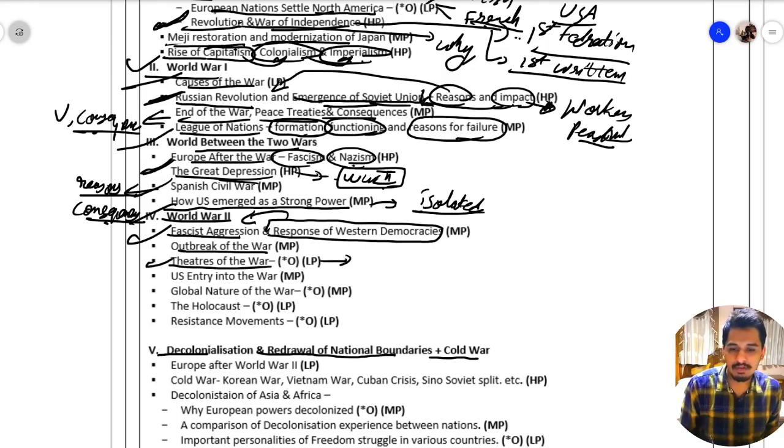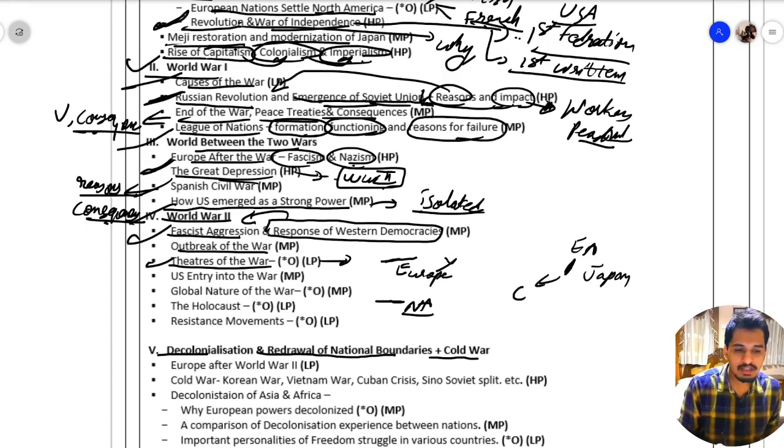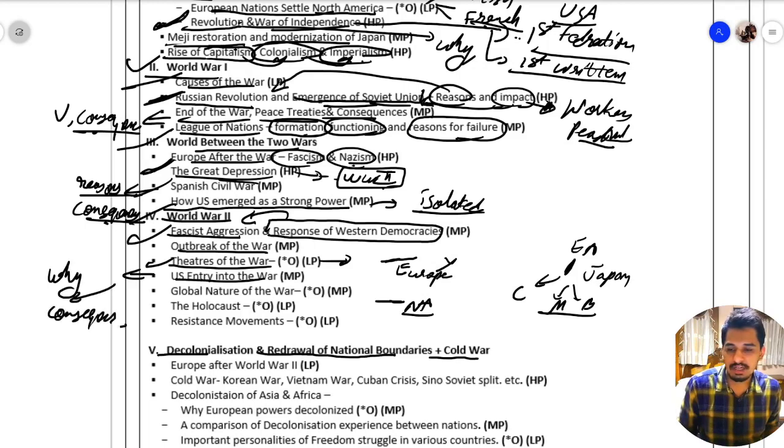See, what most of the candidates do is that they assume that World War II only happened in Europe. But this is wrong. There were other theaters also, like there was a theater in North Africa, then there was a theater in East Asia, as Japan was invading other countries such as China, Malaya, Burma, etc. Then we have US entry into the war. Why did it enter in the first place, and what was the consequence of the US entering the war?